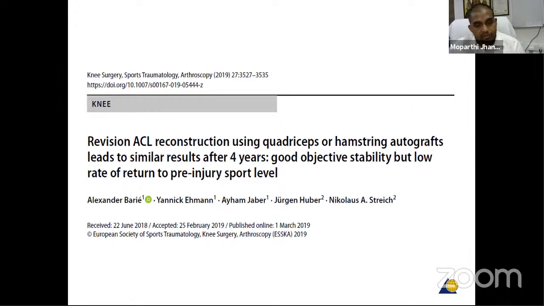So there is no difference. We cannot say that bone-tendon-bone has superior results or that hamstring has inferior results. The results are the same. This is a recent study, again given in the European Arthroscopy Journal in 2019 by Alexander.